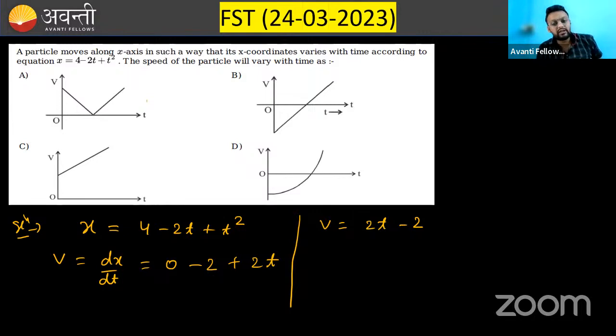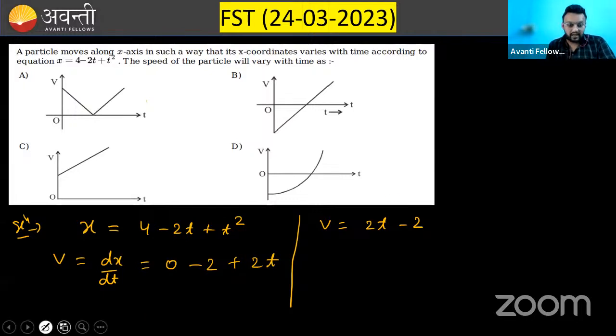Once you have the velocity, you can see that this graph is going to be a straight line, y equals mx plus c. But we have to identify the speed in this case. Speed is something that cannot be negative. Velocity can be negative because the negative sign indicates direction. So speed cannot be negative.